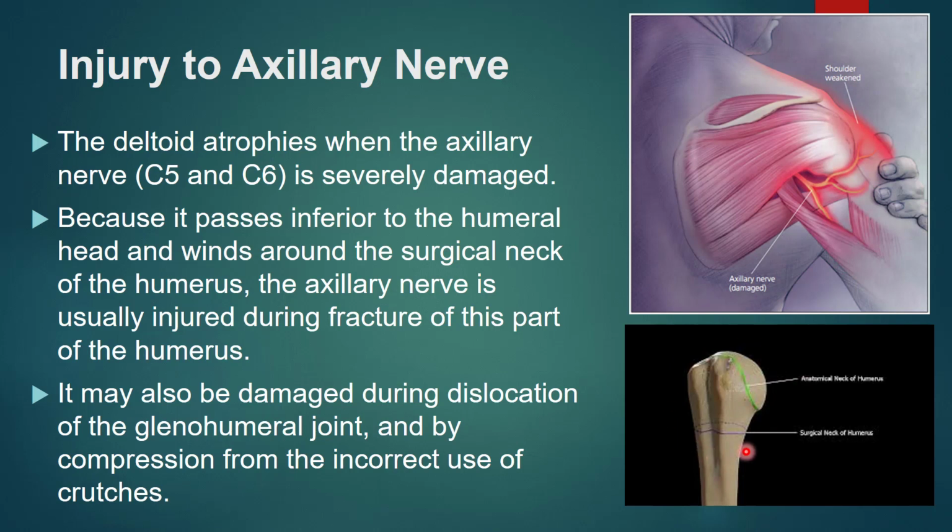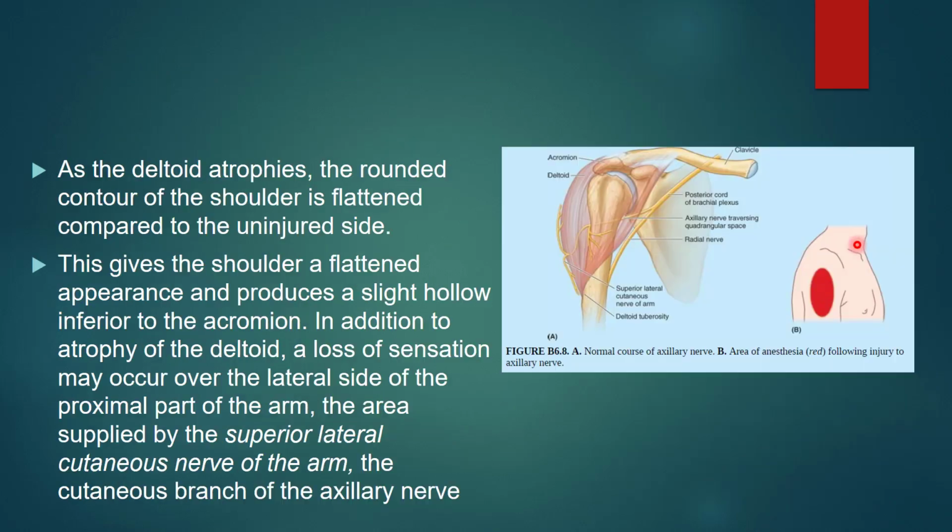This is also the most important question of your exam: which nerve will be damaged when there is a fracture of the surgical neck of the humerus? This is the axillary nerve, which is damaged when there is a fracture of the surgical neck of the humerus. It may also be damaged during dislocation of the shoulder joint and by compression from the incorrect use of crutches. So in axillary nerve injury, there will be paralysis of the deltoid muscle.